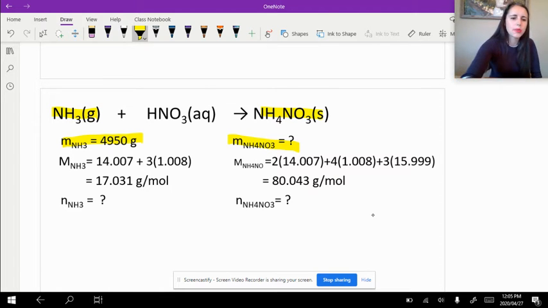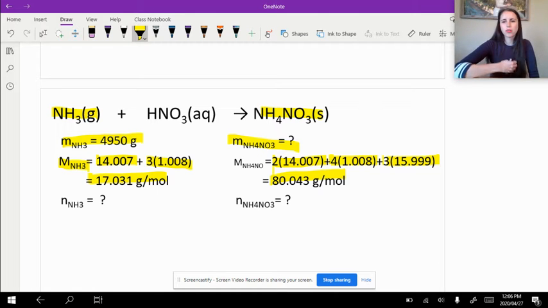I'm going to need molar masses of each, so I've gone through and calculated them. For NH3, I've taken the mass of nitrogen and added to it 3 times the mass of hydrogen. That's going to give me this value here. And for NH4NO3, I'm taking the mass of 2 nitrogens, 4 hydrogens, and 3 oxygens. That's going to add to 80.043, and I'm looking for the number of moles of each.